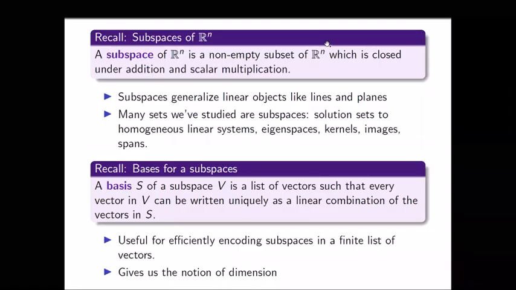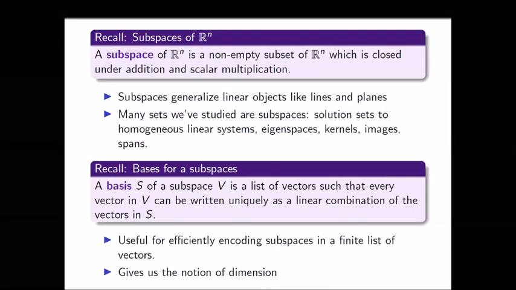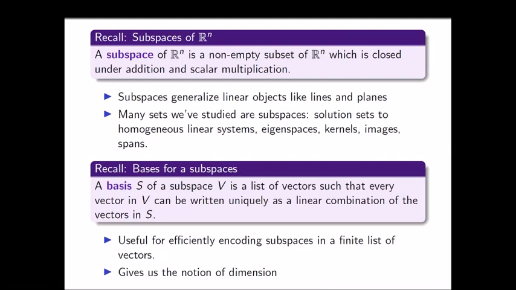So first, let's review what we've learned so far in the last few episodes. We learned about subspaces, which are non-empty subsets of Rn that happen to be closed under addition and scalar multiplication. These subspaces generalize objects like lines and planes in 3D space. And we've encountered many sets that happen to be subspaces, for example, solution sets to homogeneous linear systems, eigenspaces, kernel spaces, image spaces, and spans.